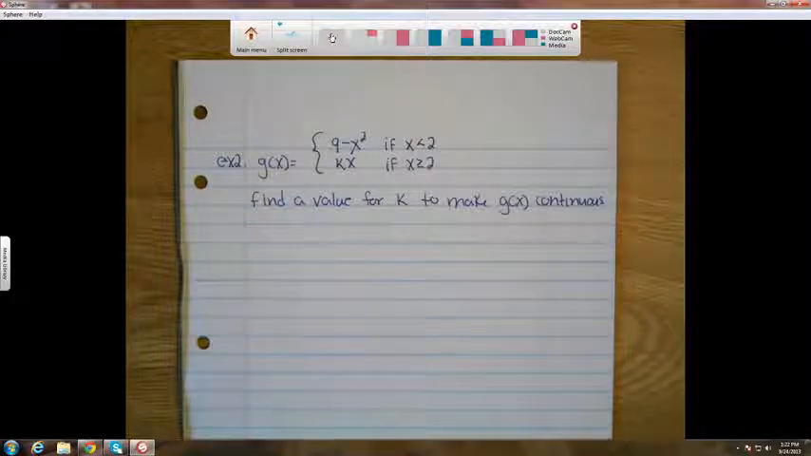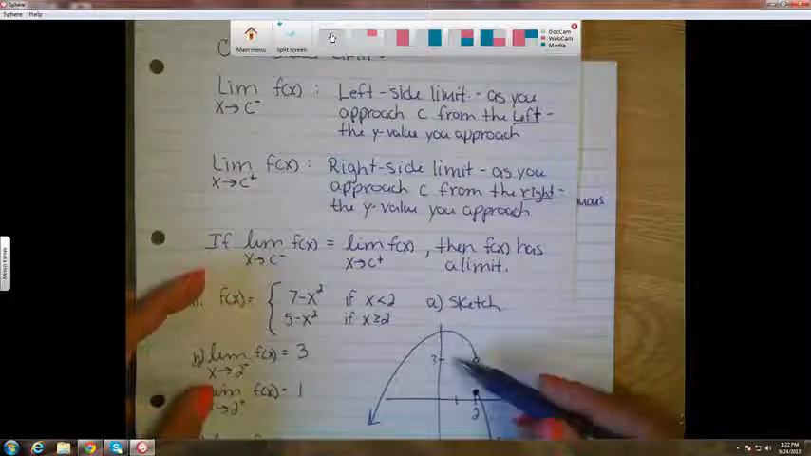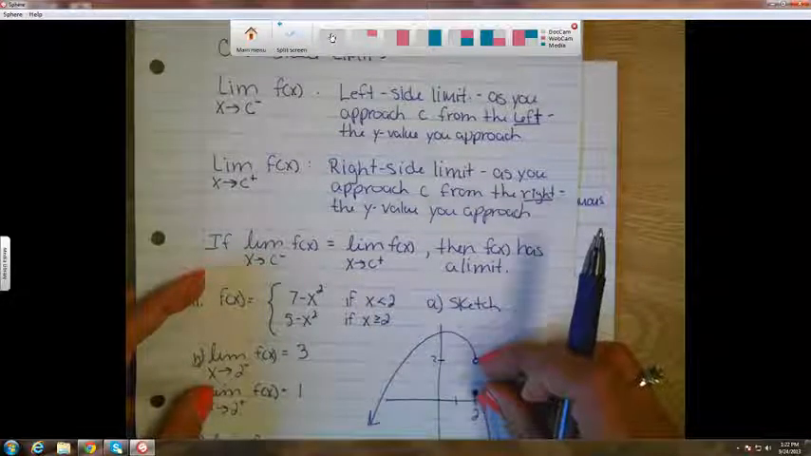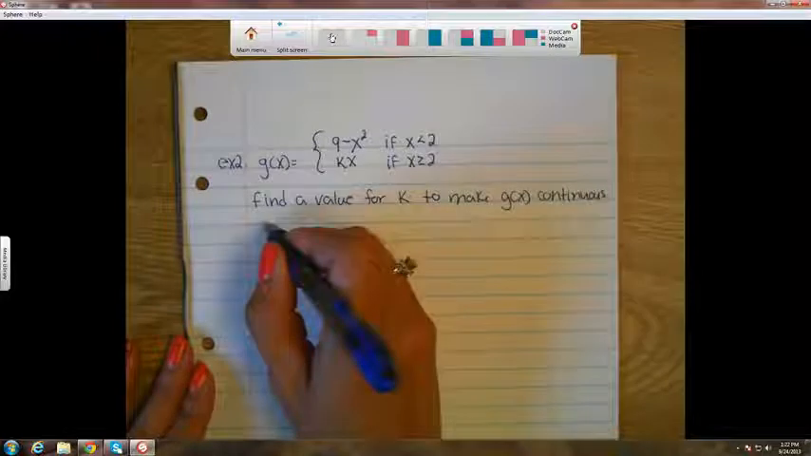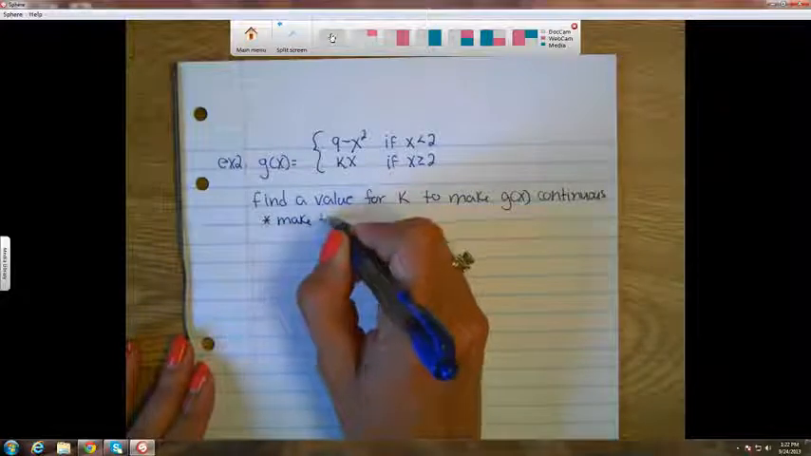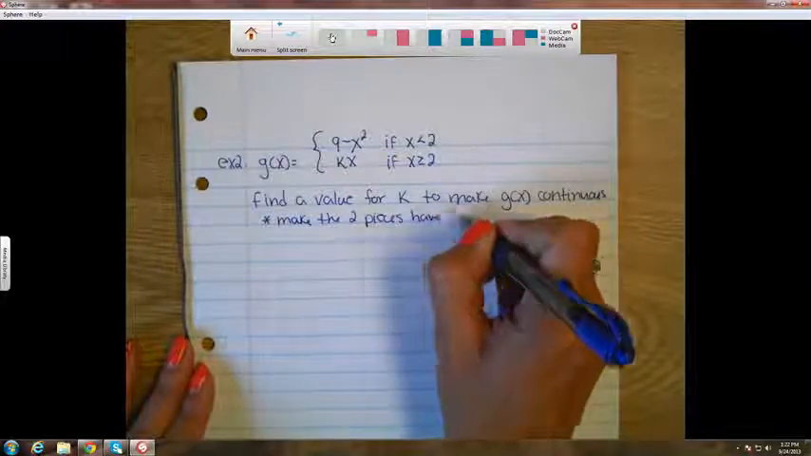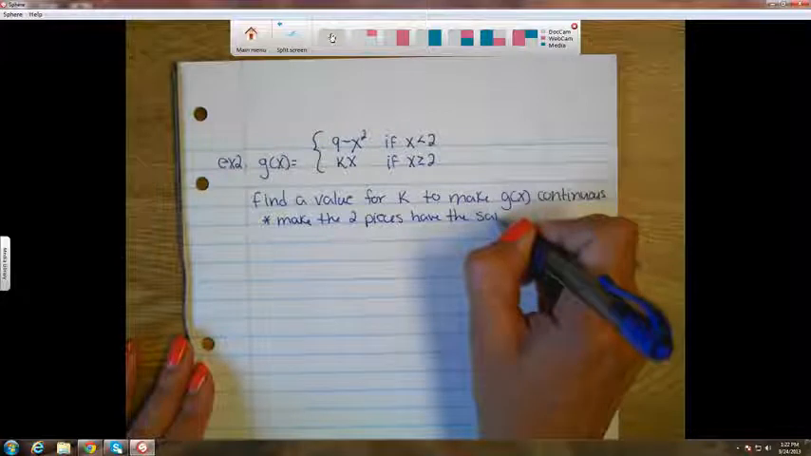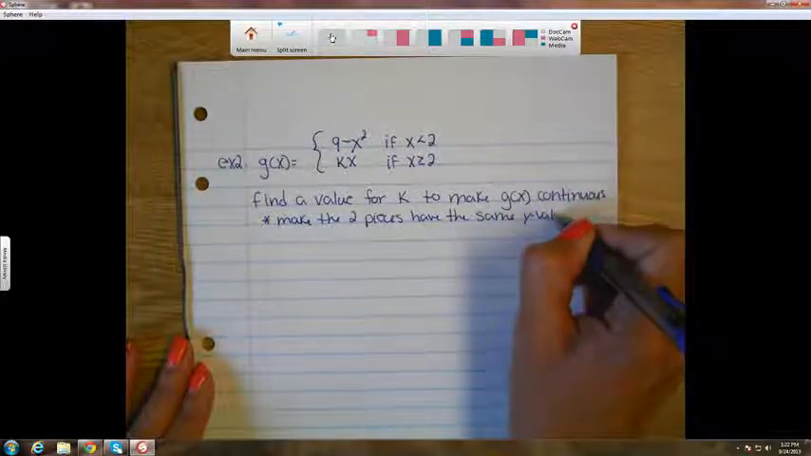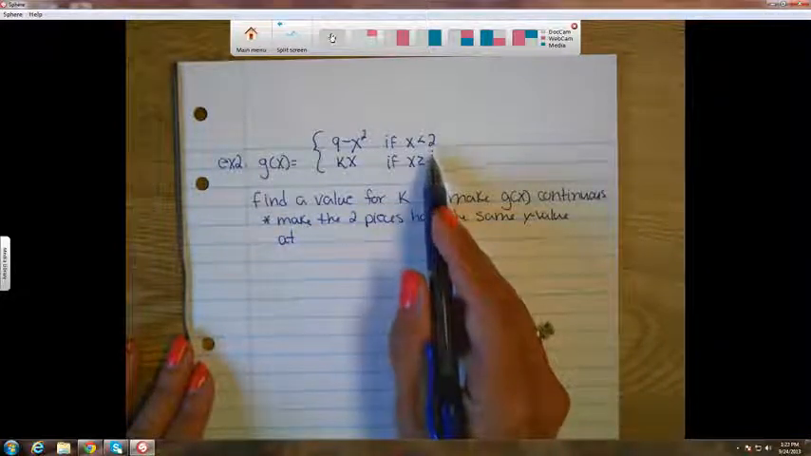Okay, this isn't difficult if you think about it, because with the piecewise graph, the reason why it's not continuous is because the two y values are separate from each other. They're at two different spots. You need to find the value that will make it have the same y value. That's your goal. So what you need to do is make the two pieces have the same y value for this problem, at the split in the domain here, the 2. So at x equals 2.